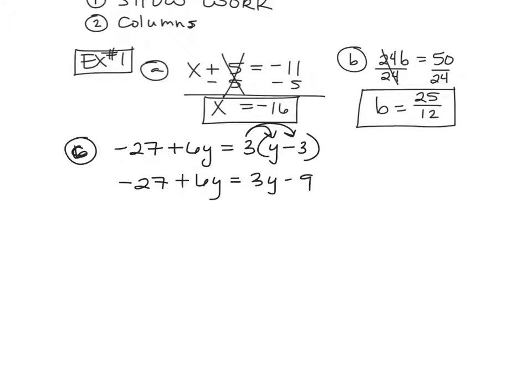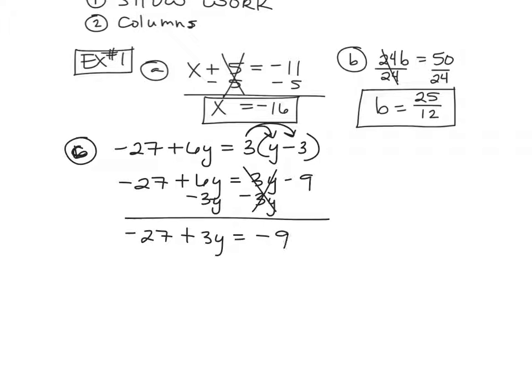You have to isolate the variable. You got to isolate the variable. So we got to get your variable on one side of the equal sign, right? I would take the 3y away. That's not your only option. It's just the way that I would do it. You could take the 6y away. So you end up with negative 27 plus 3y equals a negative 9.